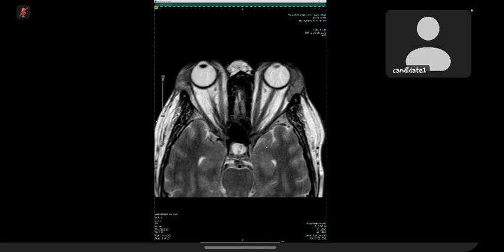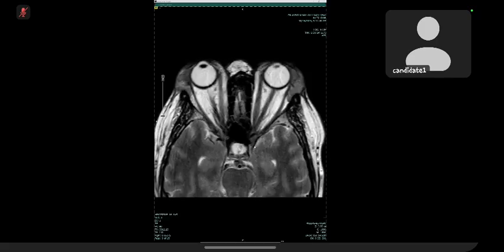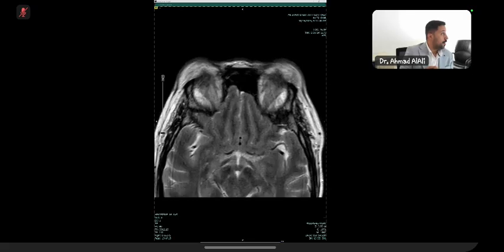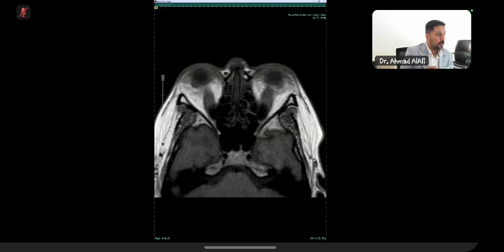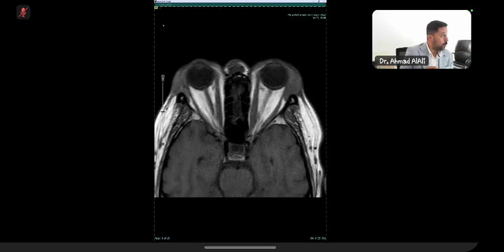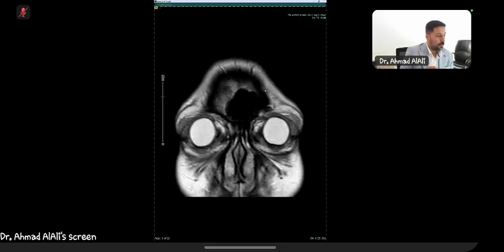The lesion is involving the extraconal compartment of the eye. The optic nerve appears normal and the extraocular muscles appear normal. So, I want to see the T1 weighted images as well. Yes, sure. These are the T1 weighted non-fat-saturated images. Okay, and I will help you too with coronal T2 images.